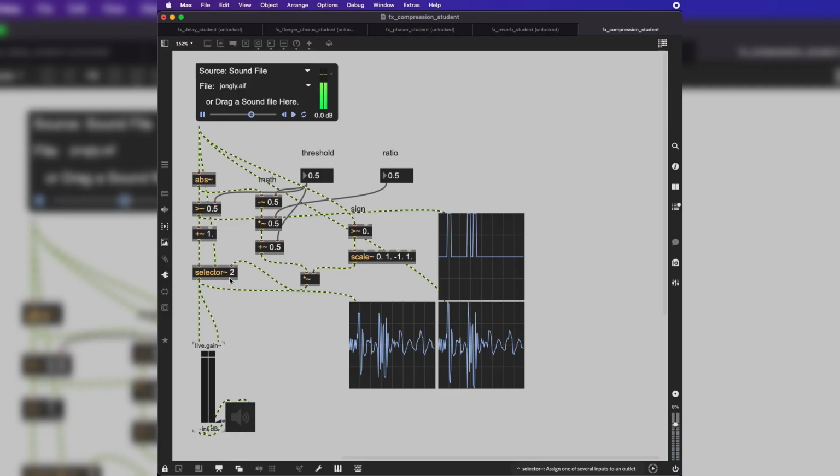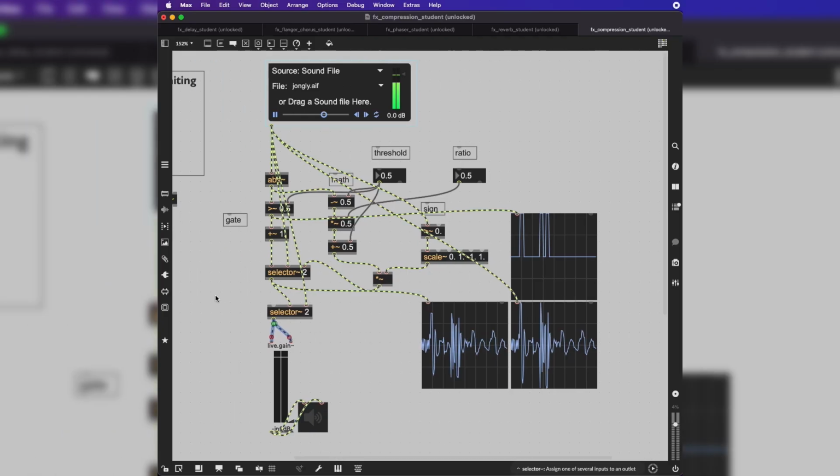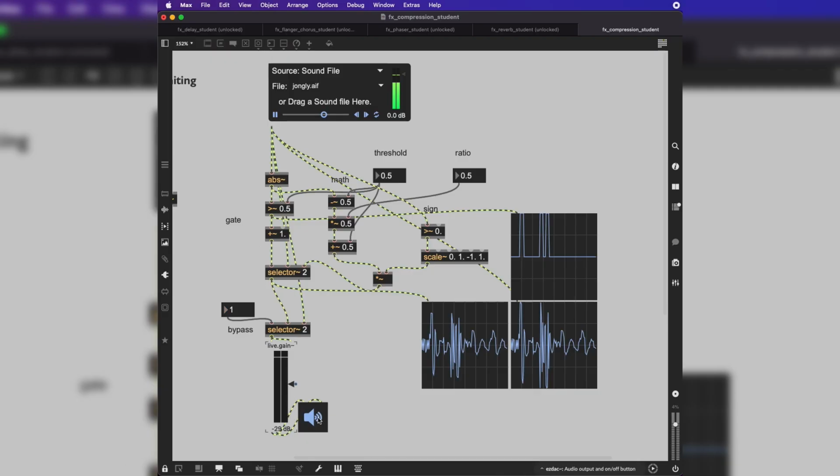Let's actually make another selector so we can bypass the compressed signal and use the original signal. And then we can connect it here, and then we can say bypass. So we can choose to hear or not hear the compressed signal. So 1 will be the compressed one, and 2 will be not compressed.